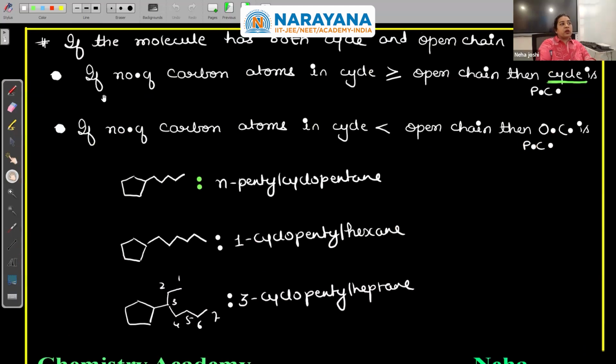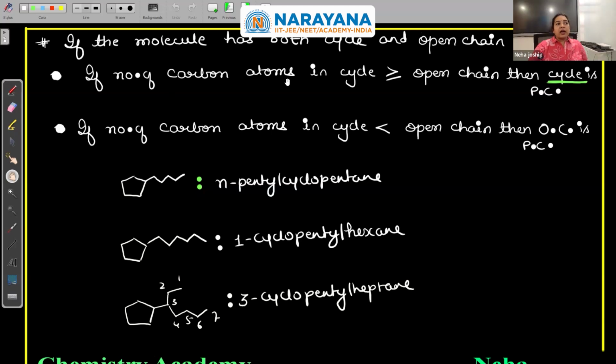Now this page is important. Please, if you can, take a screenshot, or else write it down. If the molecule has both a cycle and an open chain, like these, there are 3 possibilities. Either the number of carbons in the cycle and the open chain are equal, or the cycle carbon chain is greater than the open chain, or the open chain carbon chain is greater than the cycle. There are these 3 possibilities.